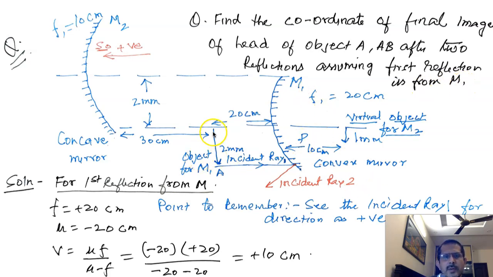Okay, so let's quickly get started. The first reflection is happening here, so let's not talk about the other mirror and only talk about this setup. In this setup, the incident ray would travel like this and then it will get deflected because it is a convex mirror. Okay, now f1 is equal to 20 centimeter. Why? Because in convex it is positive always.